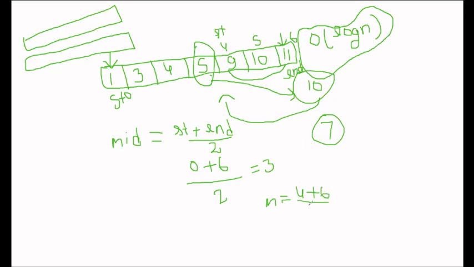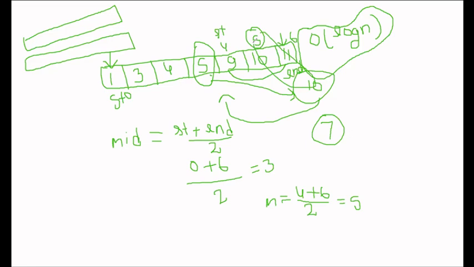Let's calculate the mid value. 4 plus 6 is 10, divided by 2, it will be 5. So at index 5 it will compare the value with 10. 10 is equal to 10, so it will return that index only.